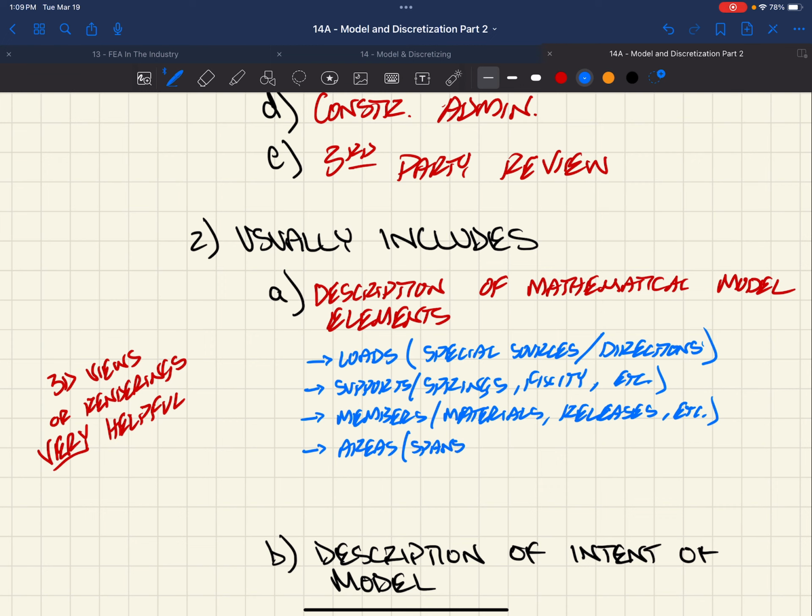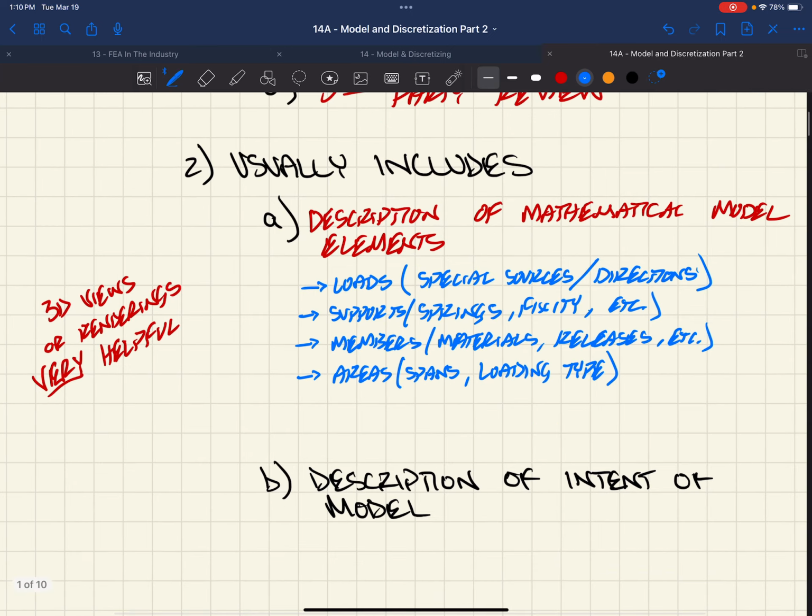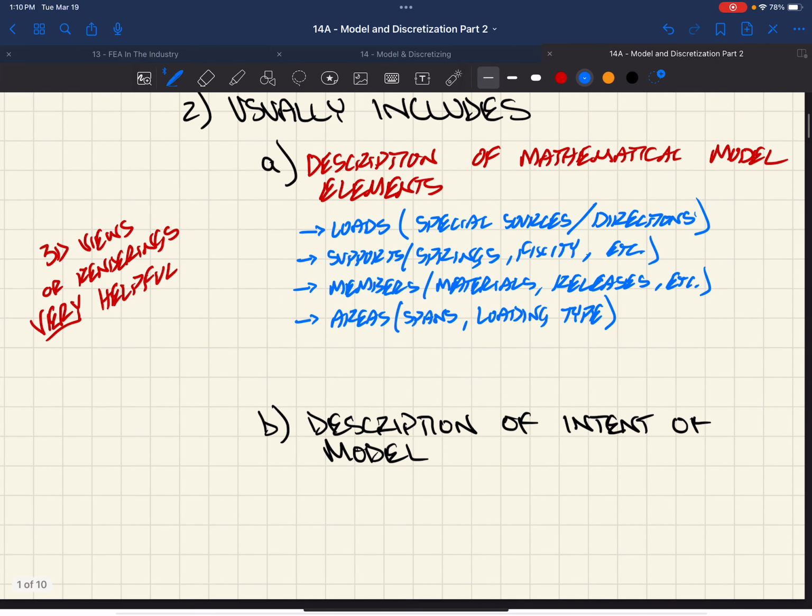right? Areas you can denote span direction, one way or two way, and which direction those are. You can also denote the loading type, right? You can have it load members, or you can have it not load members. You could have it just load nodes, things like that. There are options within VA. Then you have plates, which might be part of your model, right?